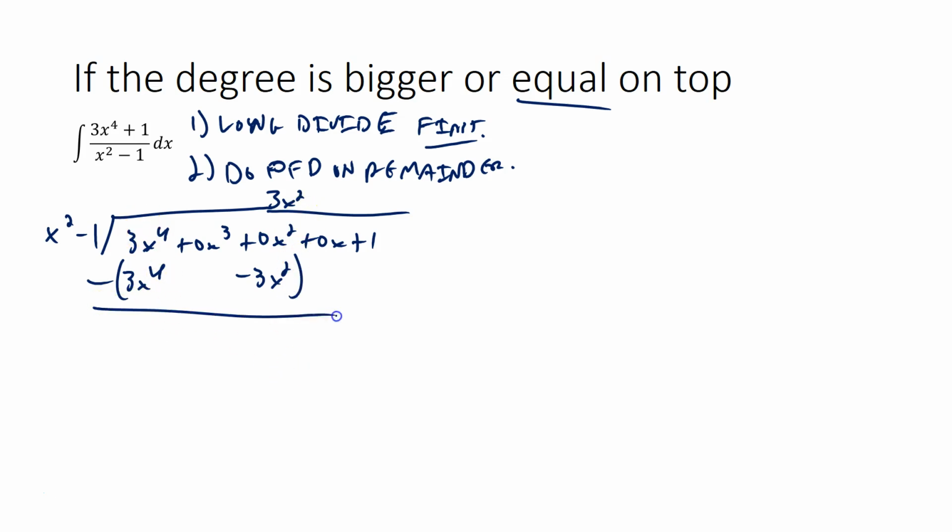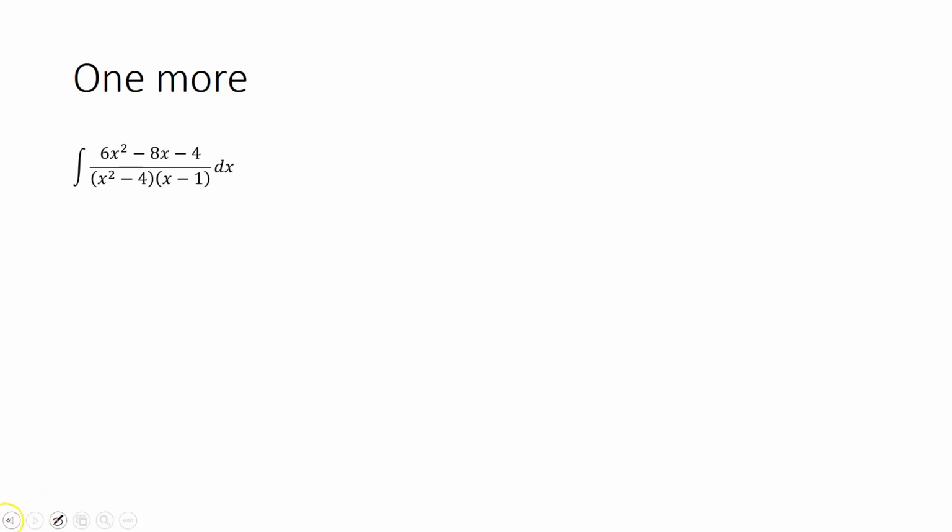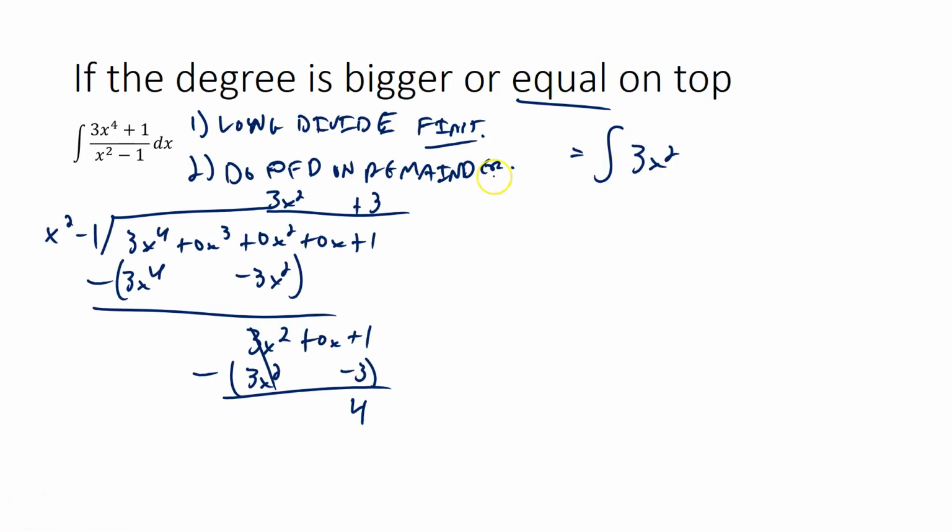So you subtract, and these go away. 0x cubed, I don't have to worry about bringing down. 0 minus a negative is a positive 3x squared, plus 0x plus 1 comes along for the ride. x squared into 3x squared is 3, so we have a plus 3 at the end. 3 times x squared is 3x squared, that was the whole point, get it to go away, minus 3. These go away when I subtract. 1 minus a negative 3 is a positive 4. So this is equal to the integral of 3x squared plus 3, plus our 4 still trying to be divided by x squared minus 1.